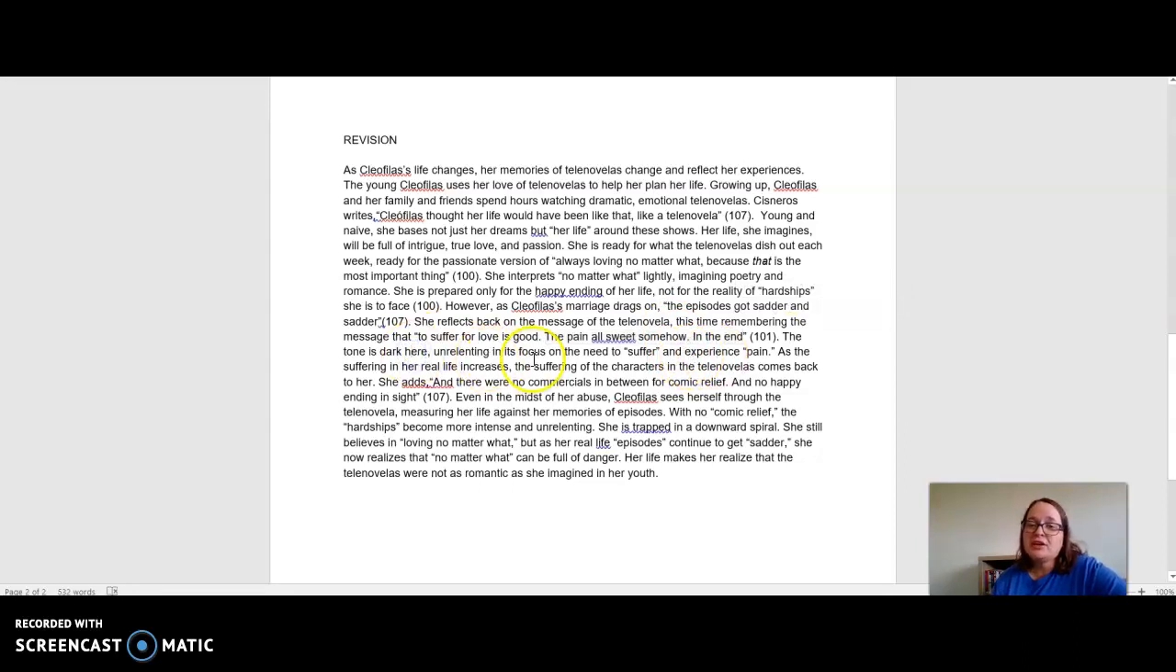The tone is dark here, unrelenting, and its focus on the need to suffer and experience pain. Notice suffer, pain. Those are words from the original quote. I'm bringing them in as close reading, as evidence of what I want to say about that quote, why I'm using it in the paragraph. As the suffering in her real life increases, the suffering of the characters in the telenovelas comes back to her. Again, trying to show that her understanding of it has changed. It's not that they changed. Same old telenovela, her understanding of it has changed.